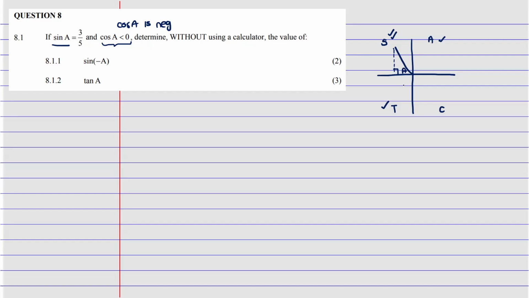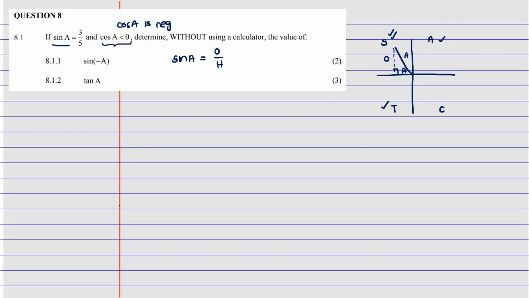From the information that they gave us, sine is equal to 3/5. We know that sine A, in terms of if we didn't have values, is opposite over hypotenuse, right? Opposite is the one that's opposite to the angle, which is this one. Hypotenuse is the one that's opposite to the square, which is the 90 degrees. So this is going to be the hypotenuse, right?